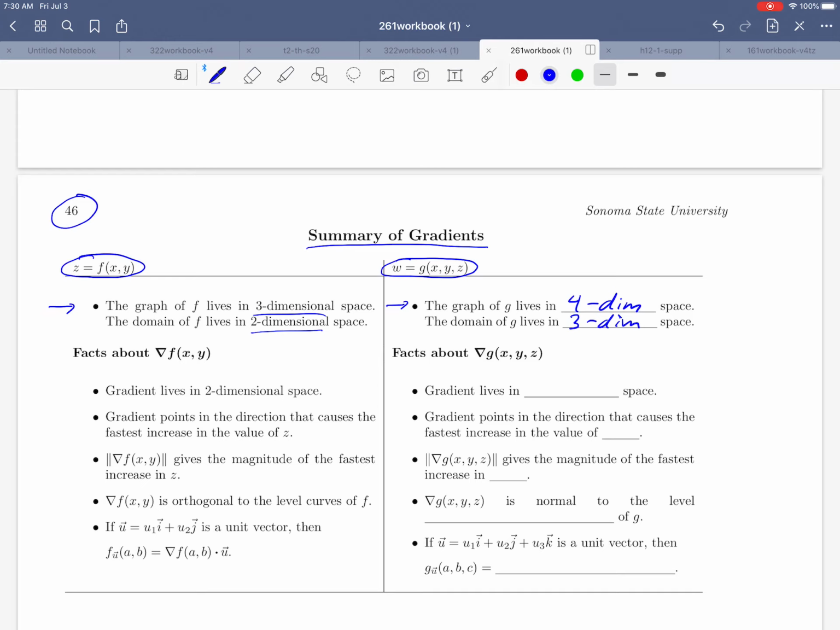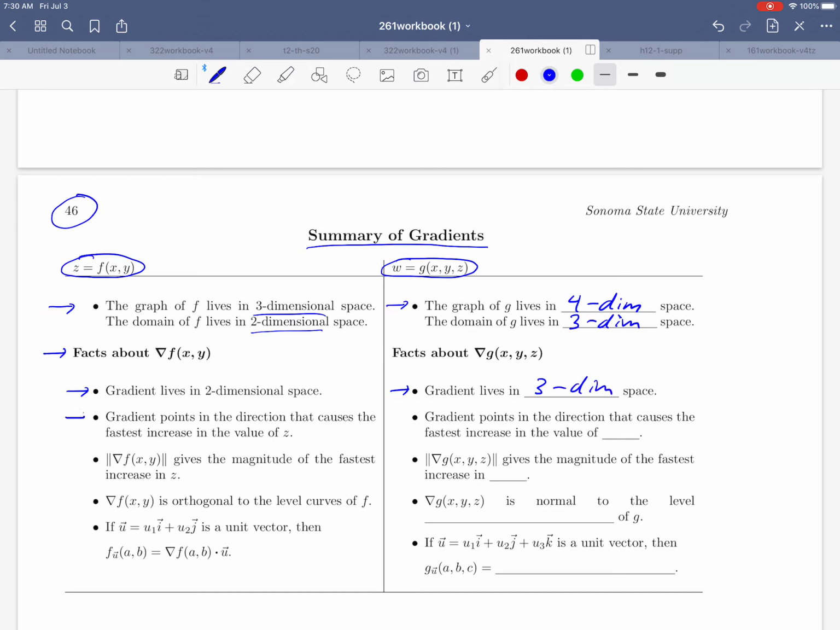All right, and then we come to facts about the gradient vector, and let's start over in the left-hand column. Okay, so the gradient lives in two-dimensional space. If you take the gradient of a function of two variables, what do you think about the gradient of g then? Well, it should just have one dimension higher, so it's going to live in three-dimensional space.